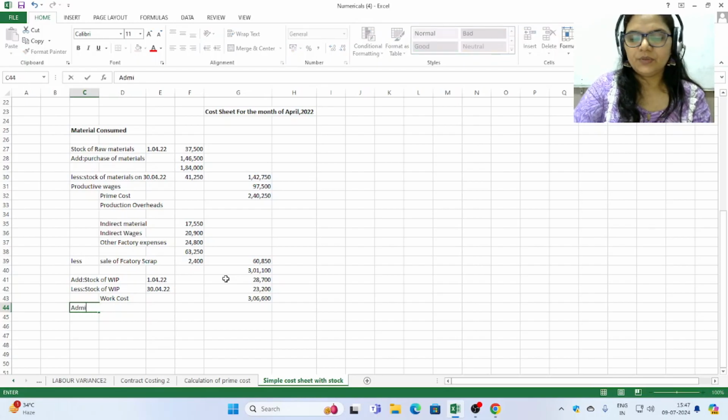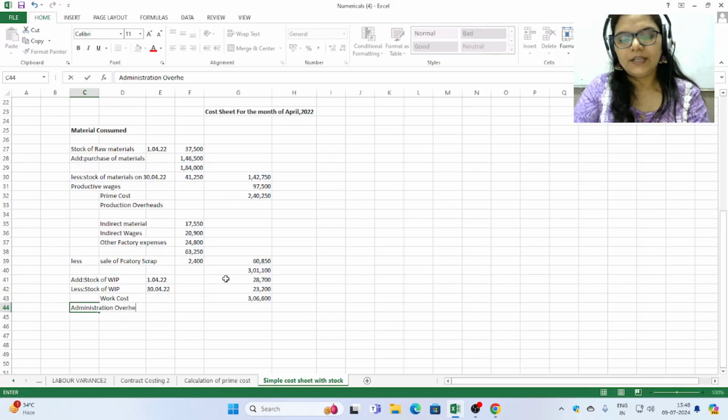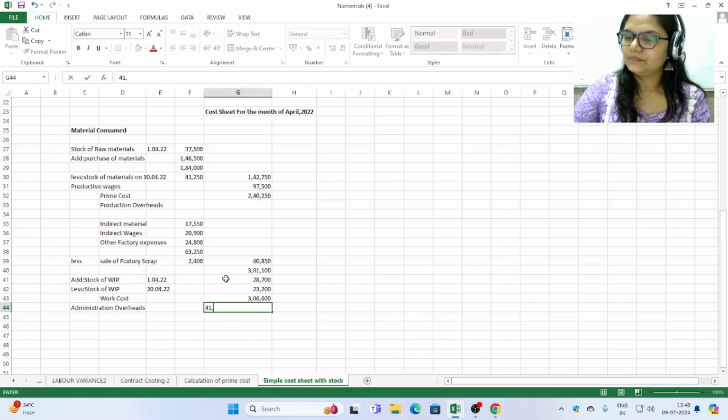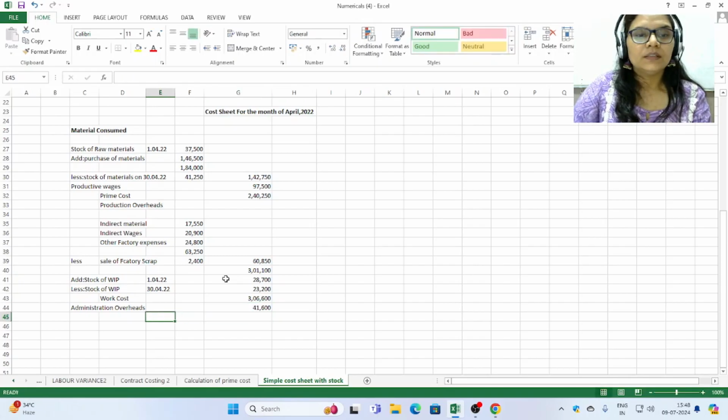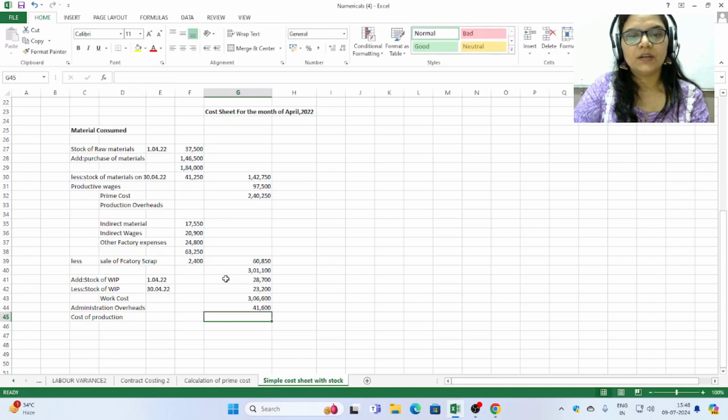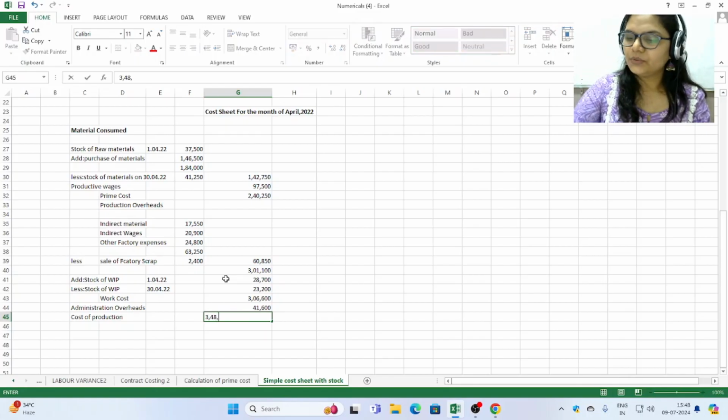Now administration overheads, 41,600. Next, after adding administration overheads, we will get cost of production. Cost of production is 3,48,200.